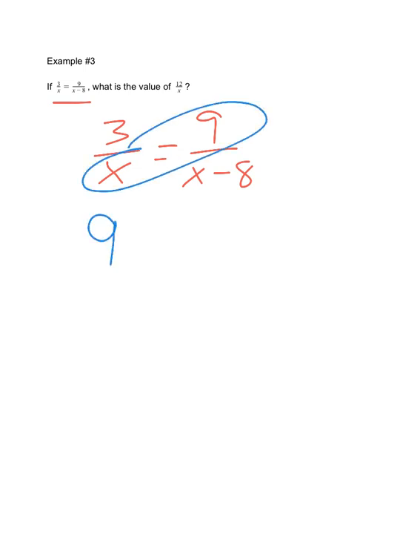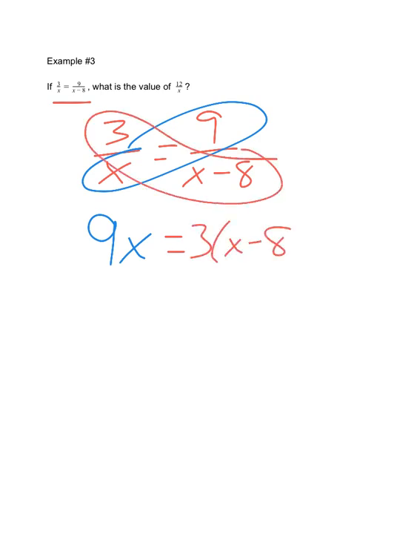All right, I could also have one that's written as a proportion. So the first thing I'm going to do is solve this proportion. So I have 3 over x equals 9 over x minus 8. So I will start by doing the cross products. So I have 9x equals, and then I'll have 3 times x minus 8.